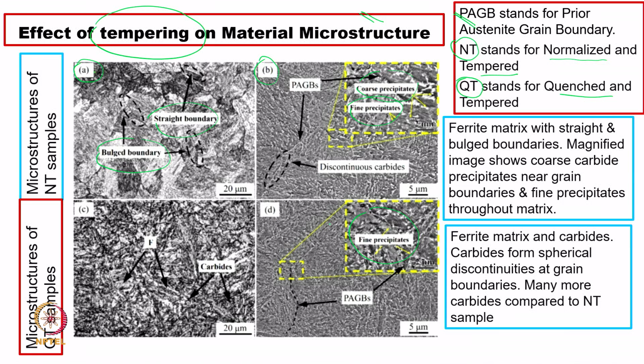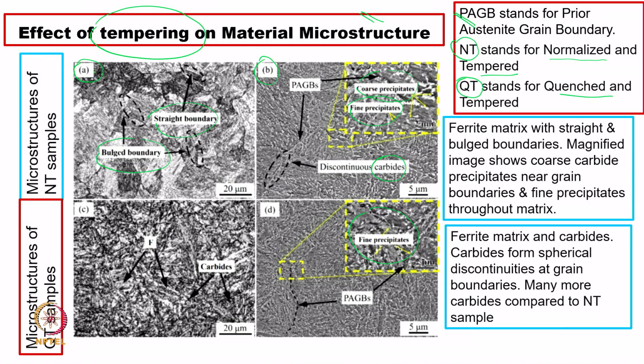So, naturally, the hardness of this structure will be on the higher side compared to this structure. Because of this tempering, as we mentioned, there will be formation of carbides, and they will be involved with the boundary or on the boundary. So, that will change the microstructure, and that will change the behavior of the material.